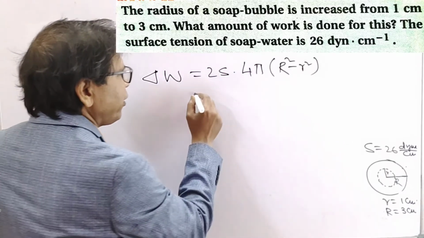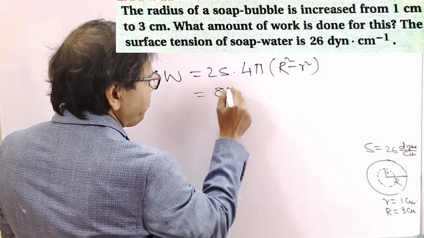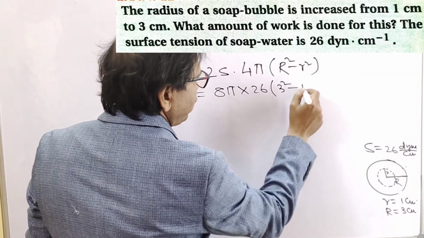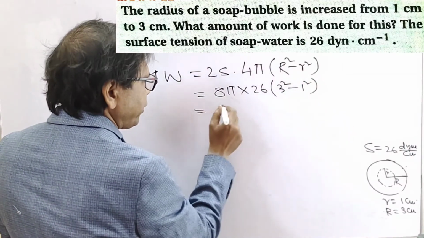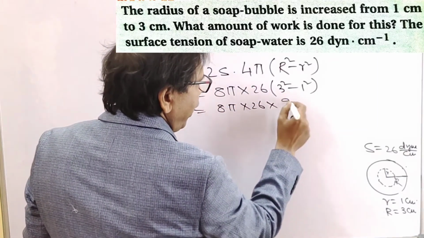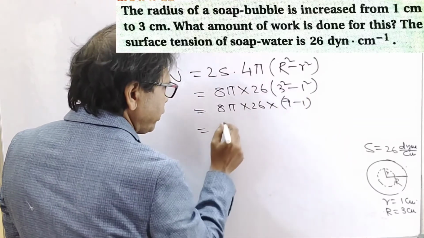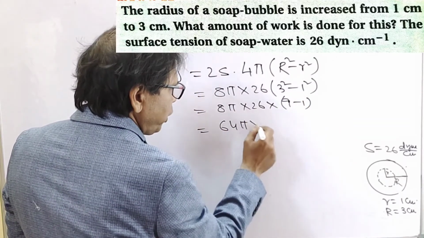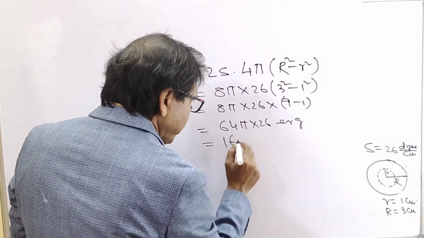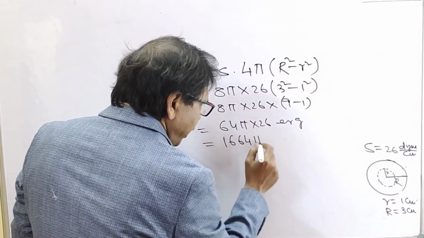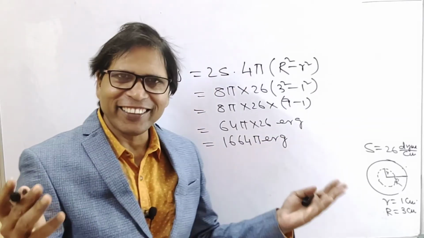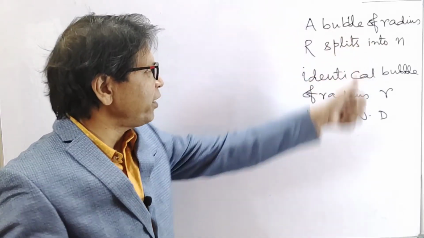So this is 8 pi, S is 26, and this is 3 square minus 1 square. So this is 8 pi into 26, and this is 9 minus 1. So this is 64 pi into 26, this is the answer, 1664 pi erg is the amount of work done. Okay, understood? Next, look at this.